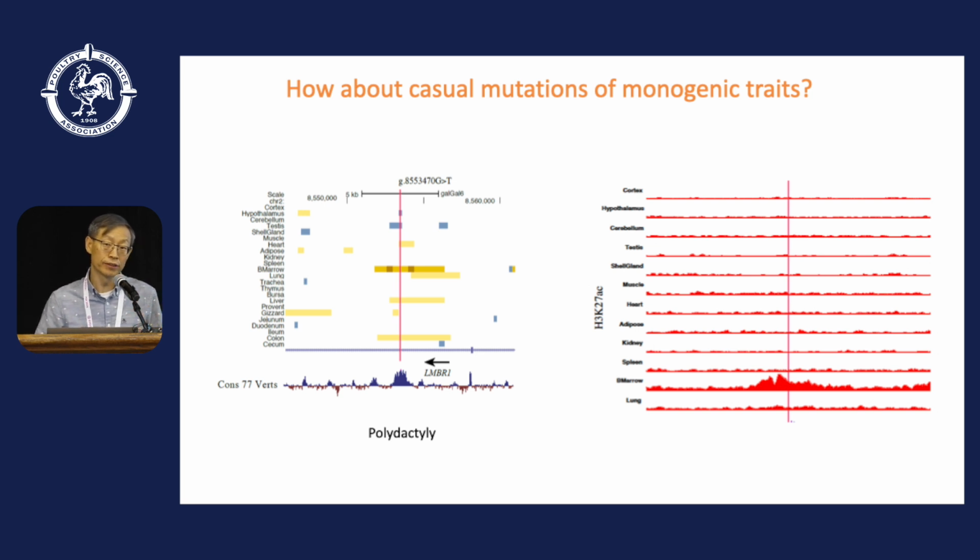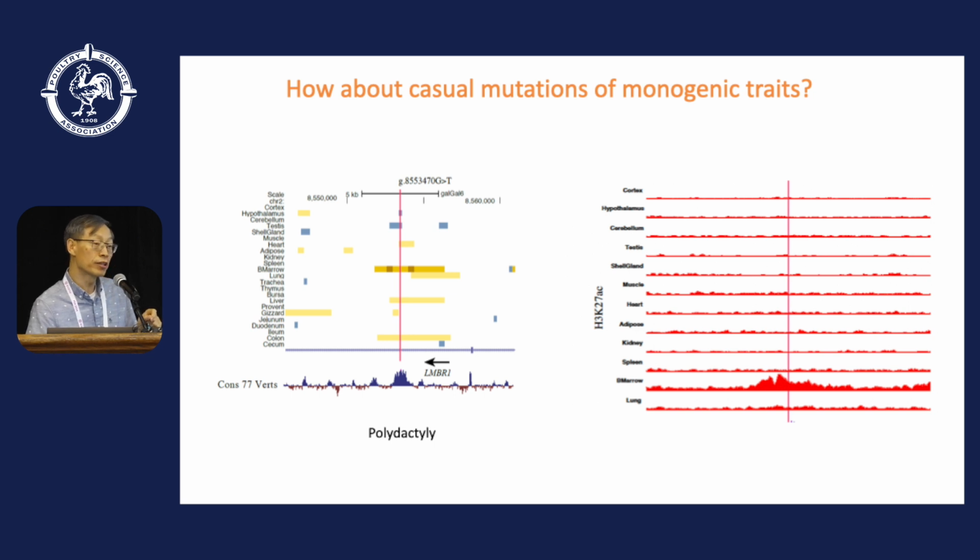How about monogenic traits? This is a very unique and interesting example: polydactyly. Many people are probably familiar with this, the multiple toes in chickens and also in other mammals. Basically, this is just a single genetic mutation in the non-coding region. If you look at it here, this is from our annotation. This one is located in a strong enhancer in bone marrow, and not in any others.